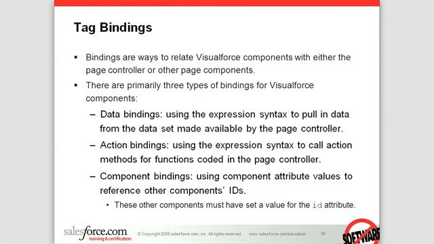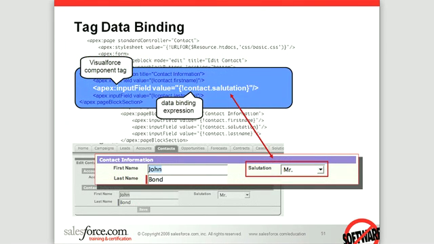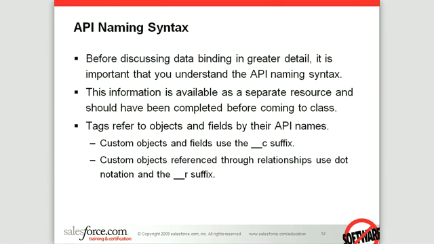All right, so we can do data binding, action binding, and component binding. Data binding is what we're seeing here. This is the one where we have object.field. So we are binding to some data to insert it into the page or provide the user with a web control so that they can then update. All right. So this is the old discussion about the __c and the __r.